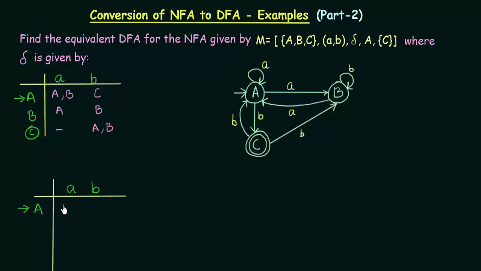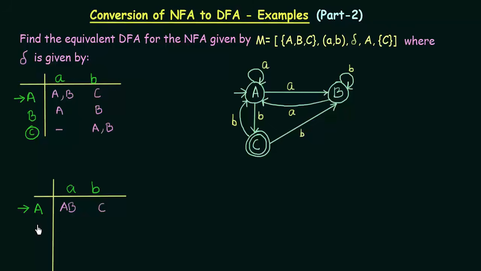Let's see, A on getting input a, where does it go? It goes to 2 states A and B, but in a DFA a state on getting a particular input can go only to 1 state, so we cannot send it to 2 states. So I will combine A and B and make a new state which I will call AB. AB is a single state, alright? And then A on getting input small b goes to state C.